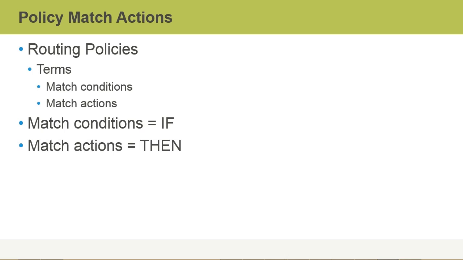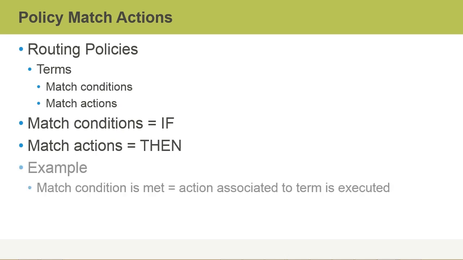And the match actions are using then statements. So if the protocol information that's coming into the device is OSPF, then accept or then reject would be our syntax. So as an example, the match condition is met, and then whatever the action is that's associated with that term will then execute. A lot of times the most common are the accept and the reject actions. And those are what we call terminating actions, which means that's kind of the end of the line for that policy. The information is then going to be either added or rejected from the routing table.